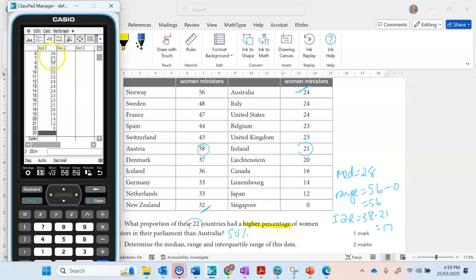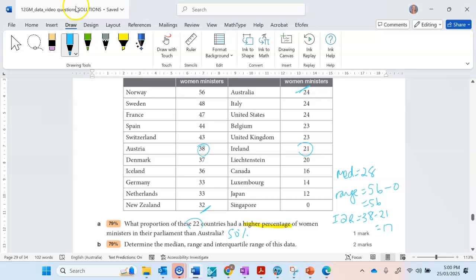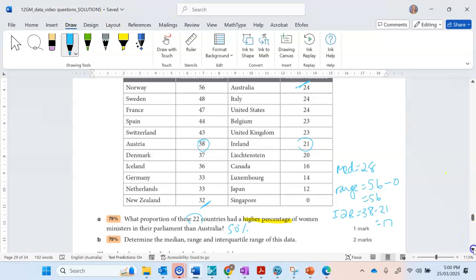All right, and then we can just go calc, and we want one variable. Okay, so what did we have to do? The median, there it is, 28. The range it won't give you one here, but that's easy. It's just your highest value minus your lowest. And then I'll give you the min and the max though. So there's your min 0 and your max. And then your interquartile range. So Q3 38 and Q1 21. All right, so you can enter the values in as well if you feel more confident doing that.